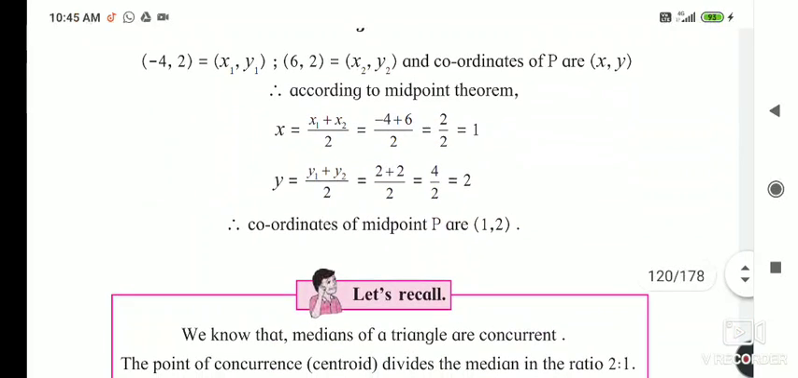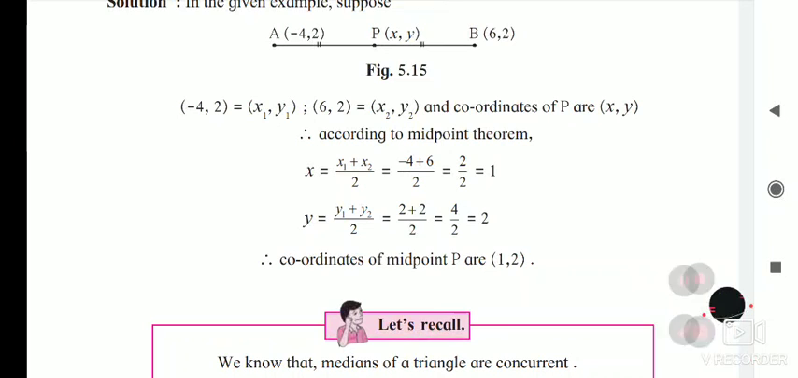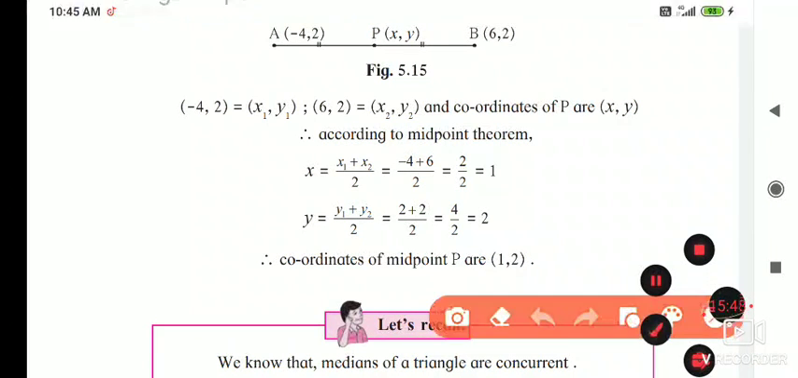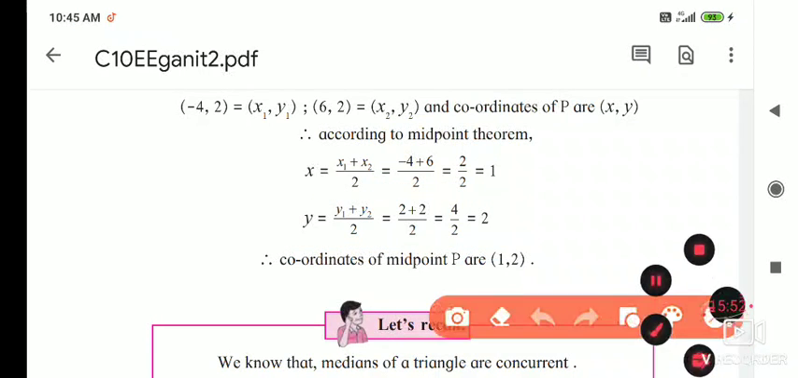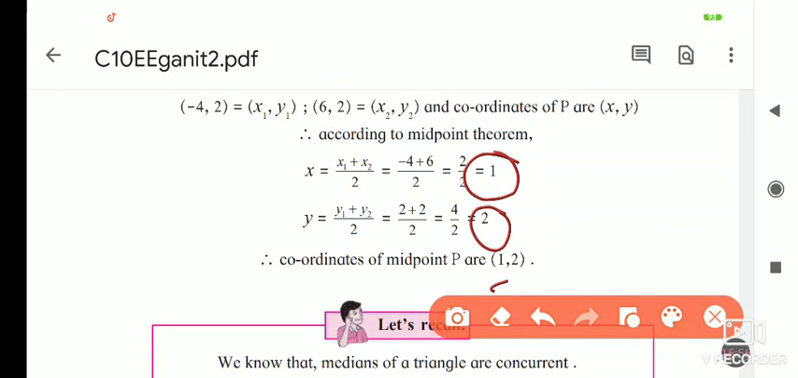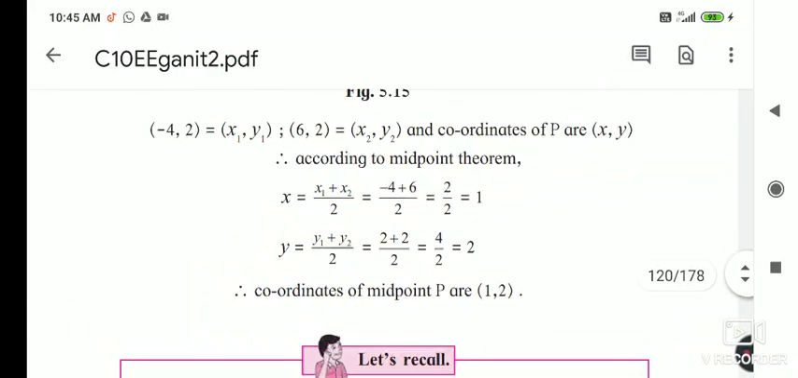Same way we have to find the y coordinate. y is equal to (y1 plus y2) upon 2. So y1 is equal to 2, y2 is equal to 2, 2 plus 2 is equal to 4, 4 upon 2 is equal to 2. So the coordinates of point P are, and don't forget that we have to write the x coordinate first and the y coordinate in the second position in the bracket. If you write 2 first then your answer is wrong.